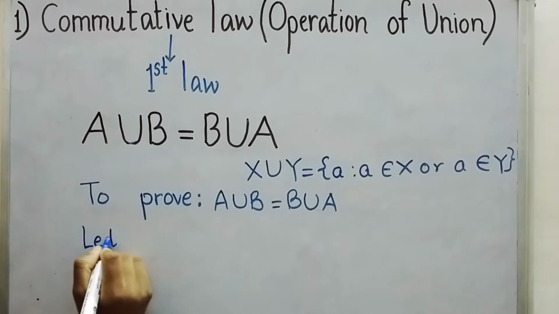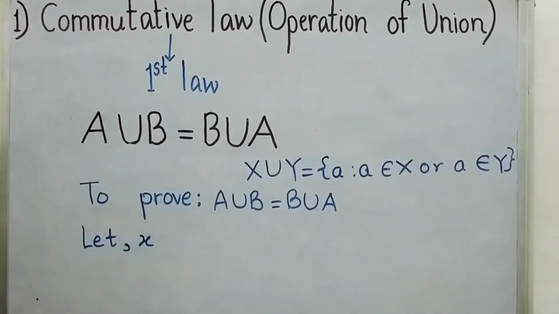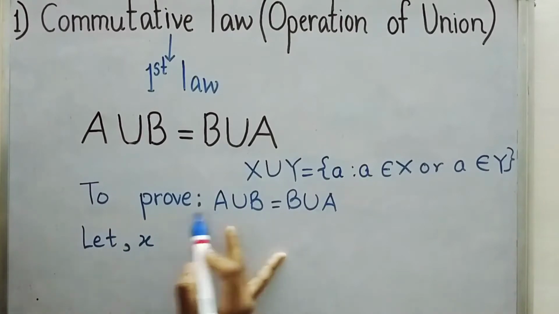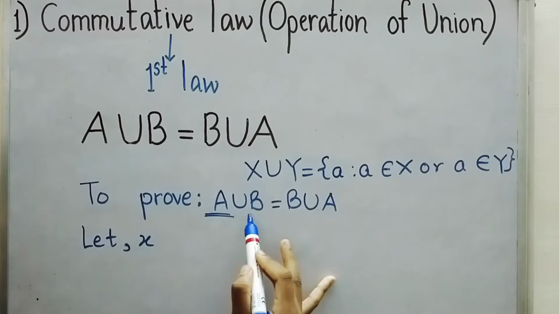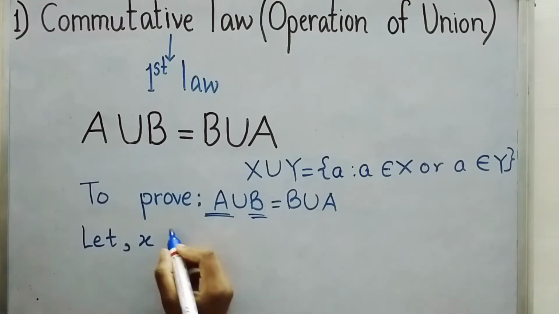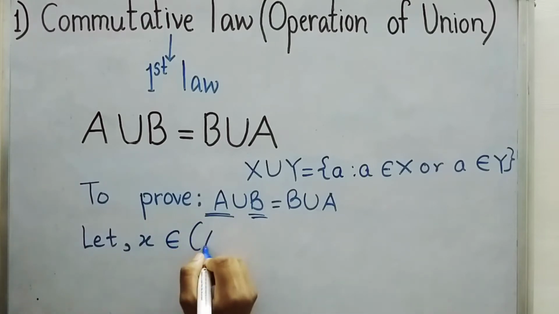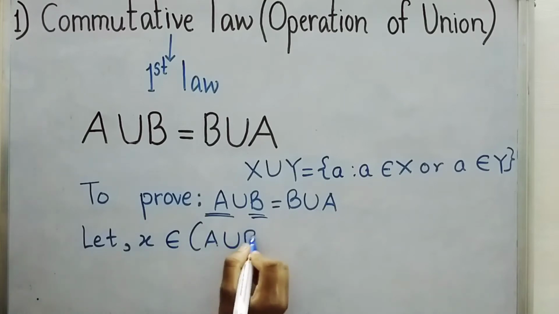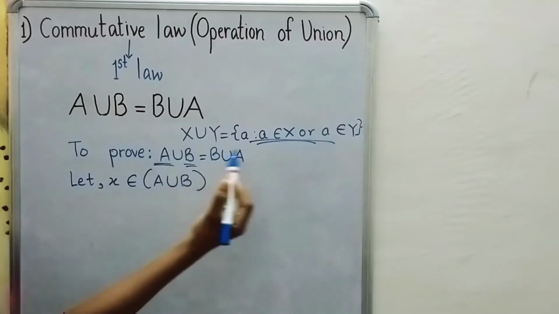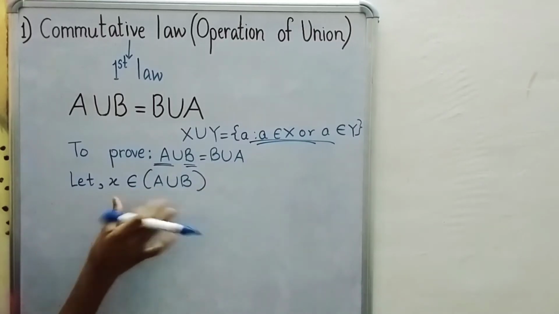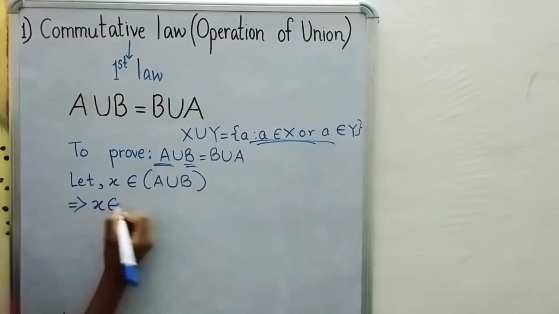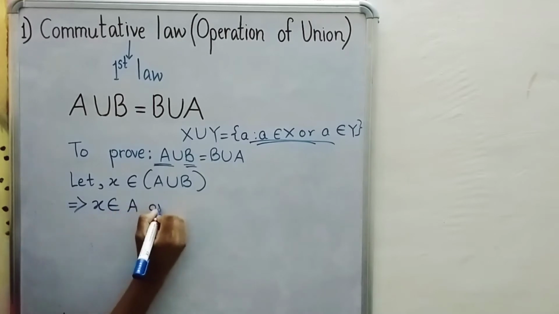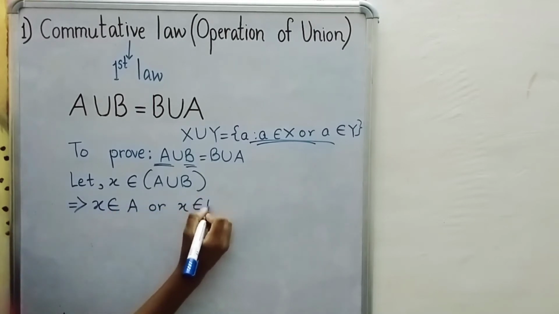Now, let's suppose that X is an element of A or B, because we don't know the exact position of X, whether it belongs to A or B. So we're writing X belongs to A union B. From the standard form, we have to expand this: X belongs to A or X belongs to B.